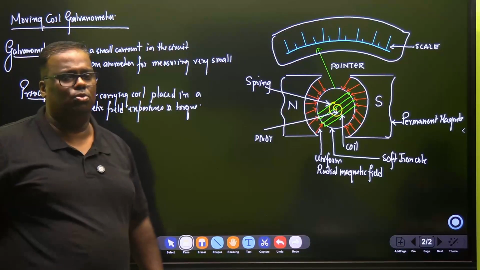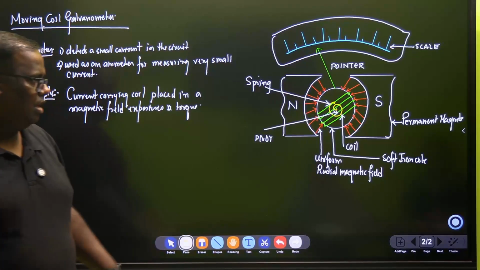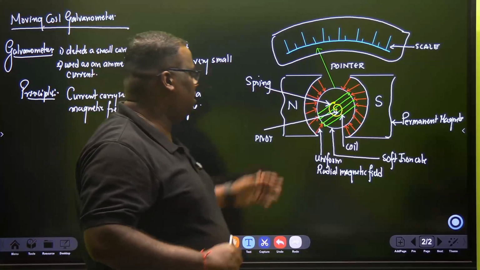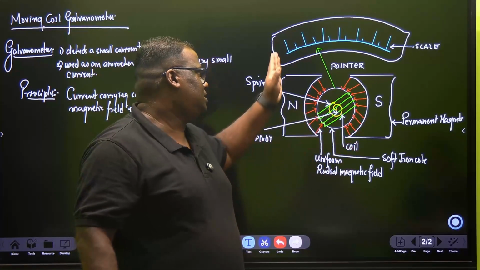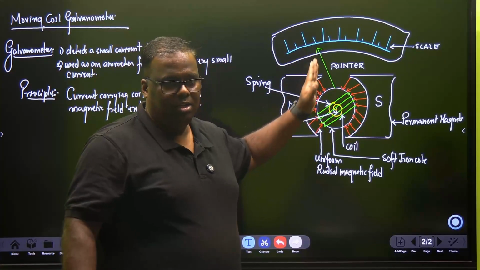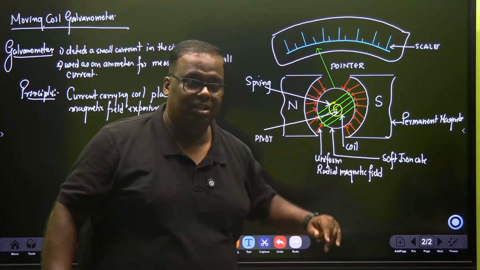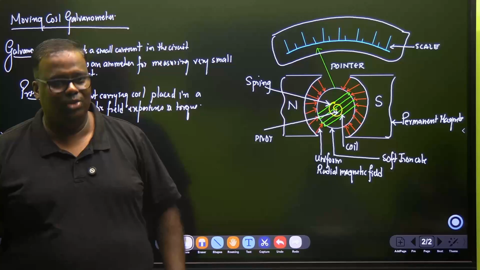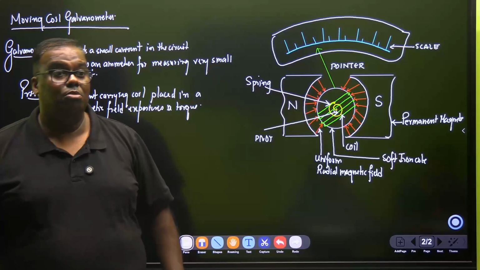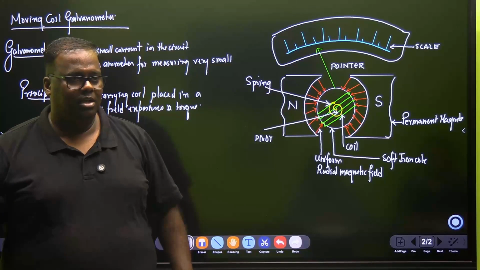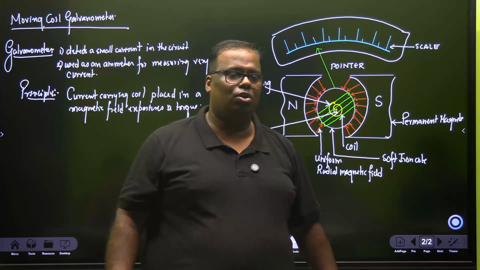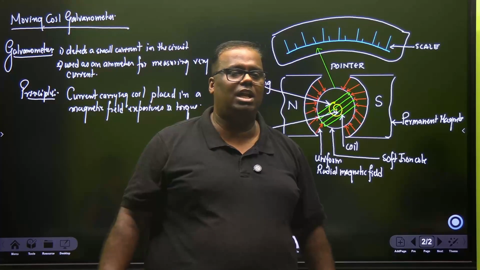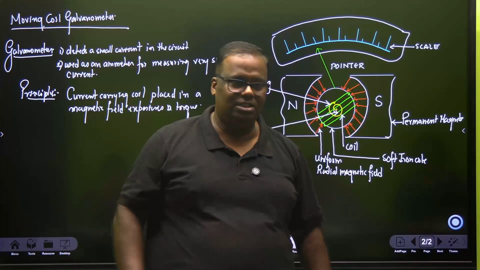And the torque will cause the twisting effect, and the pointer will move. But there is one issue. You have to design this apparatus in such a way that, let's say this is small current, large current, if you increase the current, the torque should be proportional to the current. Are you getting it? Now, what is the value of that torque? That torque we had found as NIAB sine theta.